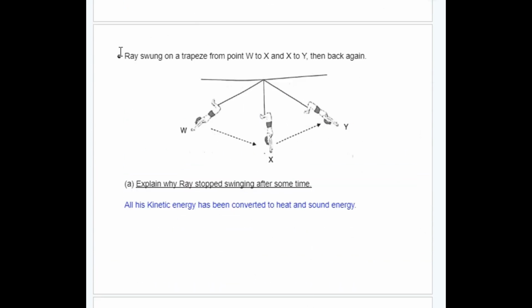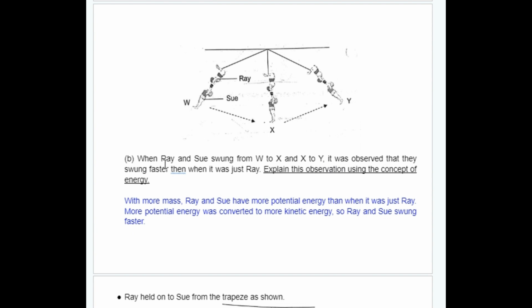Ray swung on a trapeze from point W to X and X to Y, then back again. Explain why Ray stopped swinging after some time. All his kinetic energy has been converted to heat and sound energy. B. When Ray and Sue swung from W to X and X to Y, it was observed that they swung faster than when it was just Ray. Explain this observation using the concept of energy.